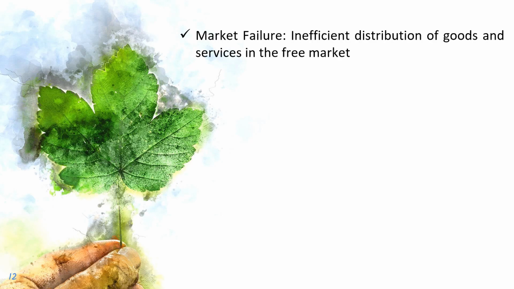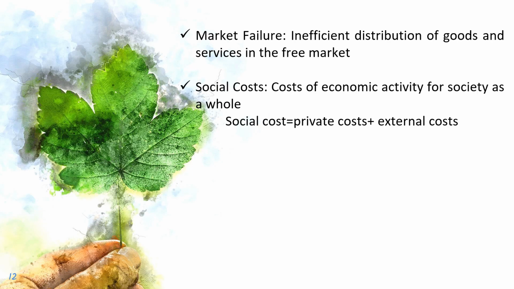We are not going to deal with the details of these definitions, but we are going to have a brief understanding of them, so that it will be helpful for the following discussions. For instance, when one says market failure, it simply means that there is an inefficiency in terms of distribution of goods and services in the free market. And social cost is the cost that includes both private costs and external costs.